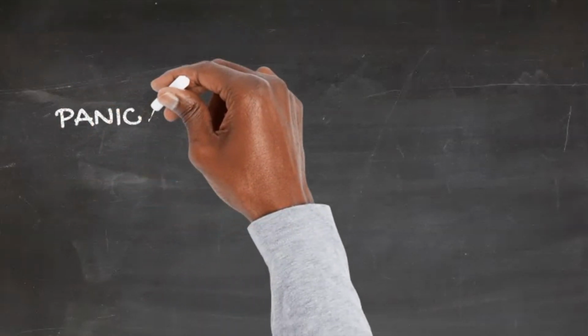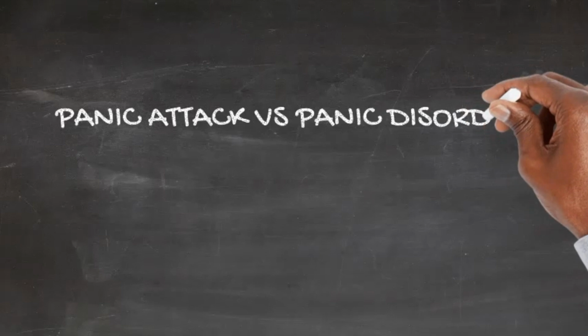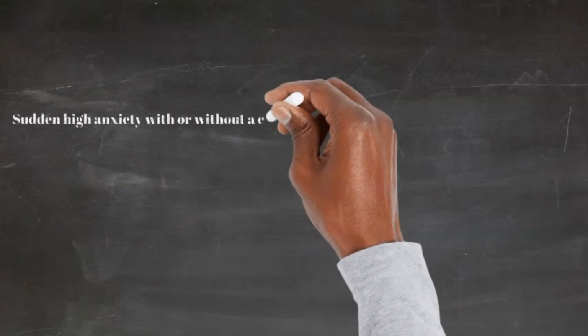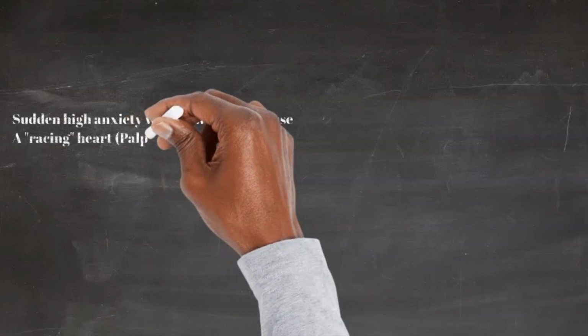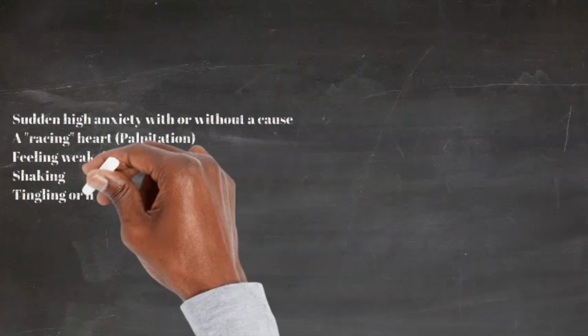In today's video, we'll be discussing the difference between panic attack and panic disorder. Panic attacks are defined by the rapid onset of intense fear, typically peaking within about 10 minutes, with at least 4 of the physical symptoms being written on the board. The most common symptoms accompanying panic attacks are palpitation.